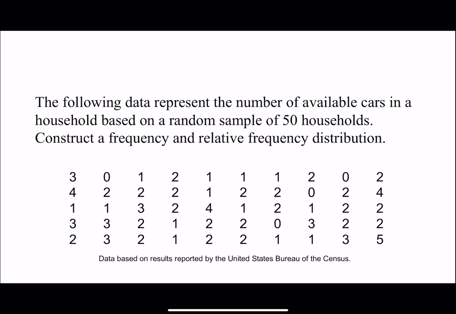So first, this data here represents the number of available cars in a household based on a random sample of 50 households. So basically, we polled 50 different households in the U.S. and asked them how many cars they have. And this is cars that are available, not cars that are up on blocks in the driveway or in the garage, not project cars that don't work. These are cars that you can actually drive.